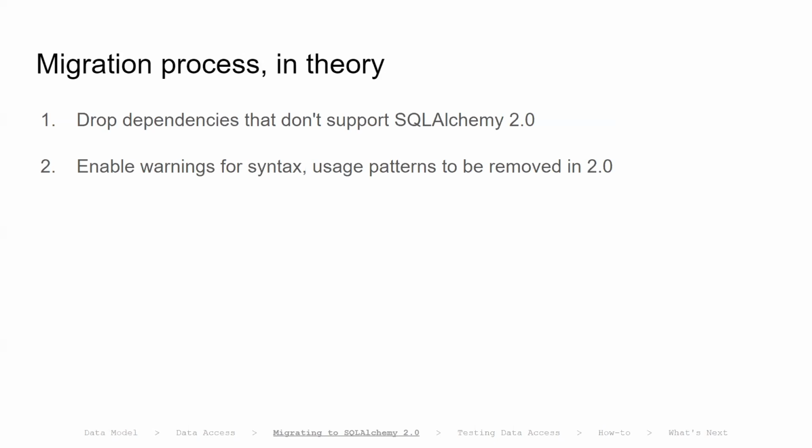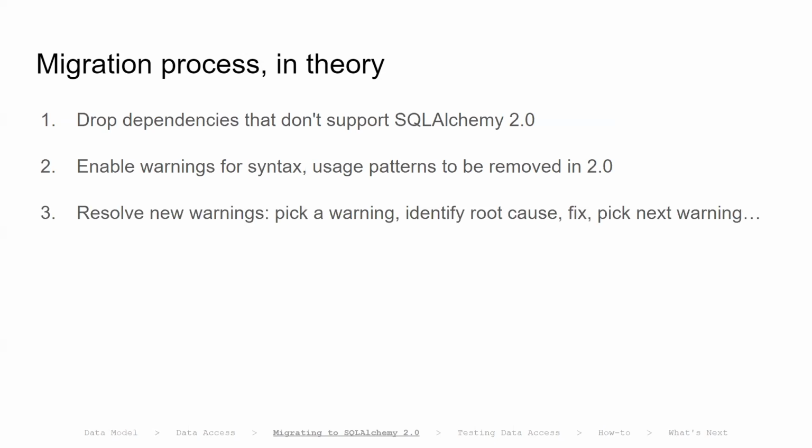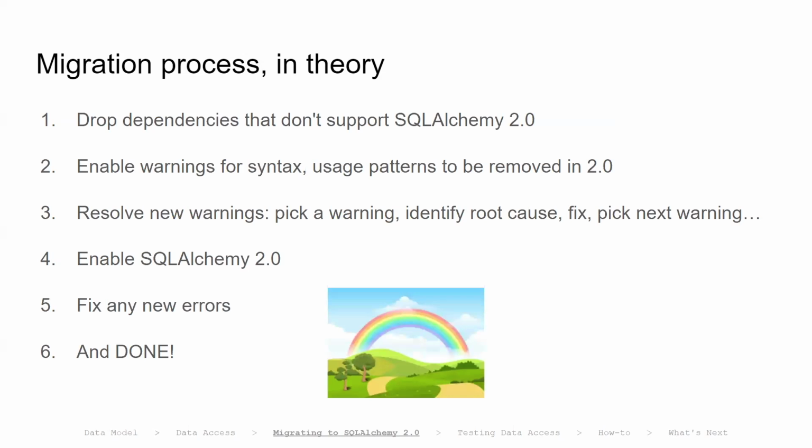Then you enable warnings, which will raise a warning for syntax or usage patterns which are going to be removed under 2.0. Then you simply work your way through the warnings, one warning at a time. You pick a warning, you identify the root cause, you fix the warning, and you pick the next warning. Done. Then you enable SQL Alchemy 2.0, you fix any new errors, and you are done.